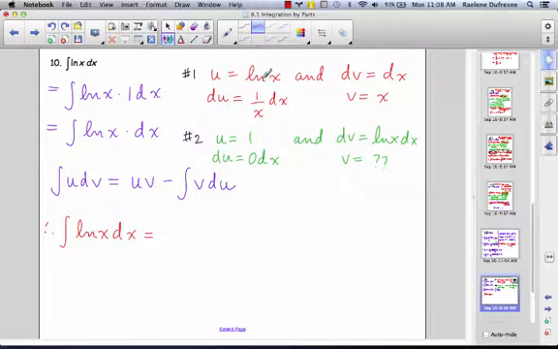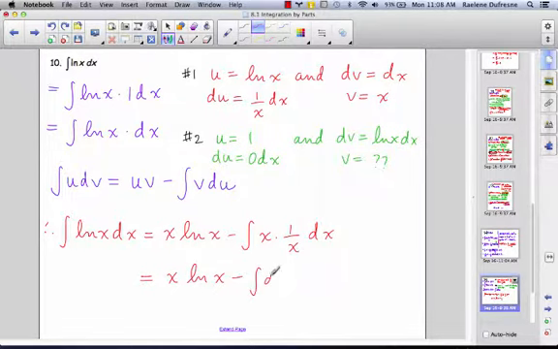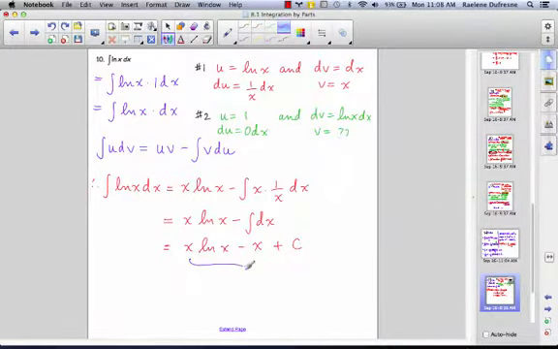u times v is ln x times x, or x ln x, minus the integral of v du, which is x times 1 over x times dx. And you can simplify x times 1 over x immediately. You don't need to write it down. And the integral of dx, well, the integral and the differential cancel, like we've seen earlier in the warm-up, and we're left with x ln x minus x plus a constant. Again, if you let this be a function called y, you should confirm that y prime is indeed equal to ln of x.